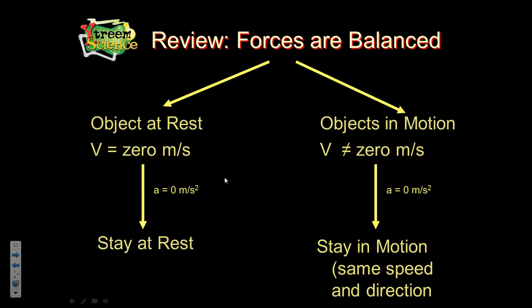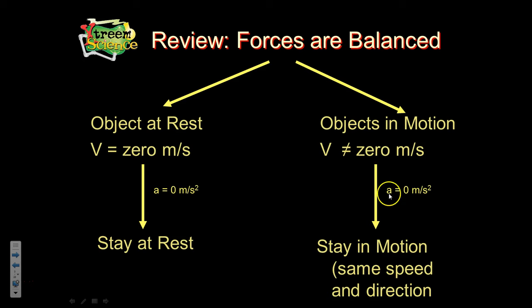So this is a flowchart basically proving Newton's first law. Okay, so we got two types of objects, objects at rest and objects in motion. So both of these have constant speed because an object at rest isn't moving, so its acceleration is 0. An object in motion has a constant speed. Now it is moving, so it doesn't have a velocity that's equal to 0. And so these objects will either stay at rest or stay in motion at the same speed and direction.